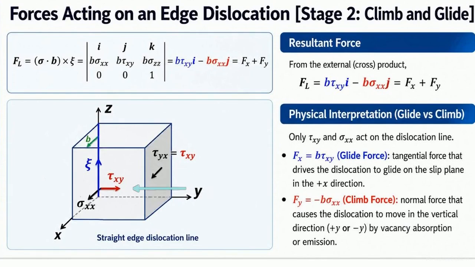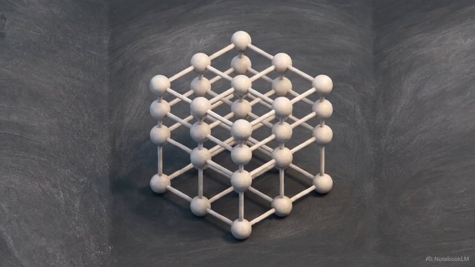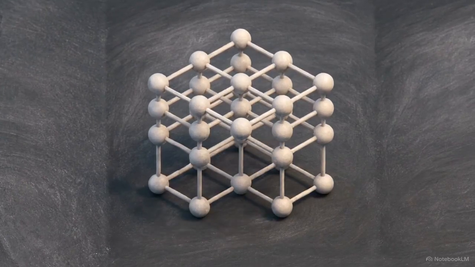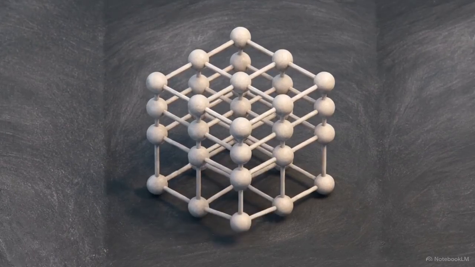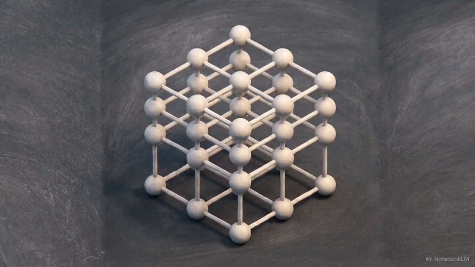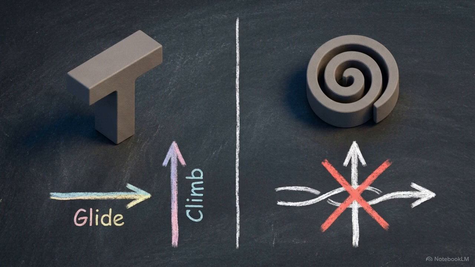The first component is the Fx force, a tangential force driven by shear that causes the dislocation to glide along its slip plane. The second is the Fy force, a normal force driven by normal stress. This is the climb force. This climb force causes the dislocation to move vertically, a process that requires the absorption or emission of atomic vacancies in the lattice. The derivation proves that because of normal stresses, edge dislocations have access to climb, a mobility mechanism that is mathematically zero for screw dislocations.